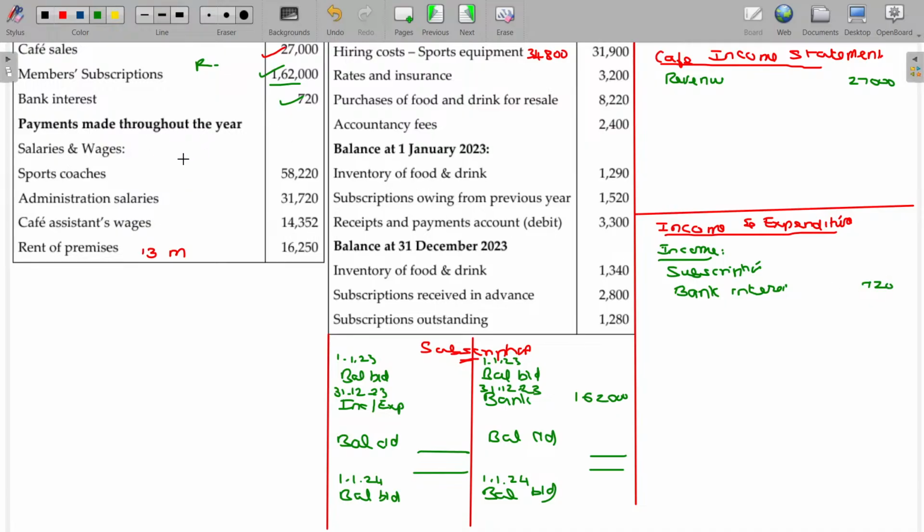Salaries and wages for sports coaches will be the expenses posted here. The cafe one will be for the cafe purpose, so it will be transferred to the income statement of the cafe. The rest of the things will be transferred to the income and expenditure account. So here, expenses. Under that, salaries and wages for sports coaches.